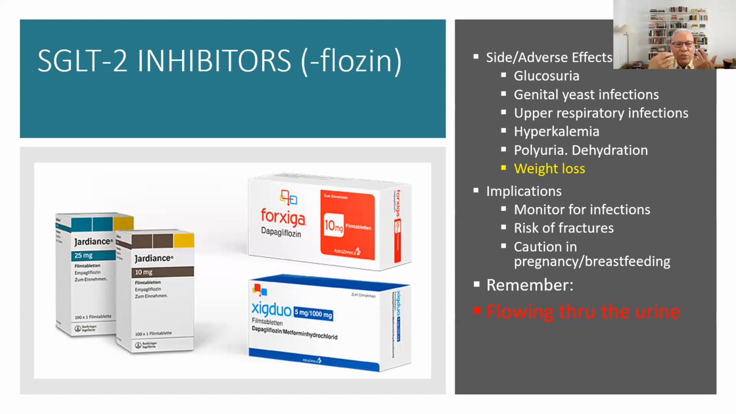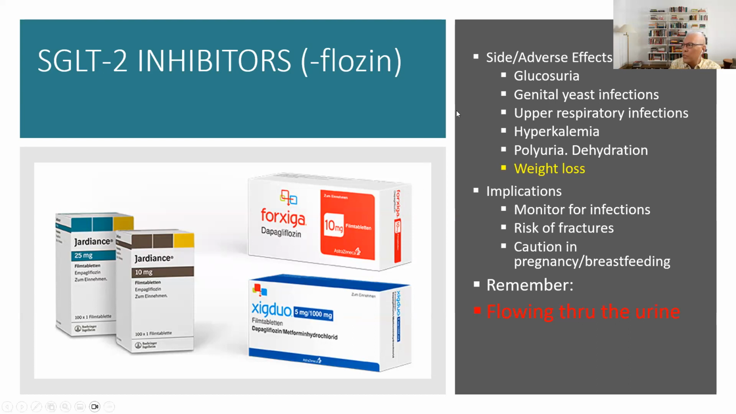And also, the decreased reabsorption of glucose in the renal tubules increases urine osmolarity, and therefore it causes more water to be lost in the urine. So this results in urinary frequency or polyuria, and sometimes it might even lead to renal impairment. So we have to be mindful about this.